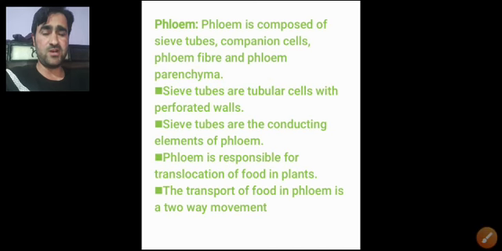So the main function of phloem tissue is the translocation of food from the photosynthetic parts, that is leaves, to the non-photosynthetic parts like the stem and roots, and it is the most important function that helps in the survival of the plant body.